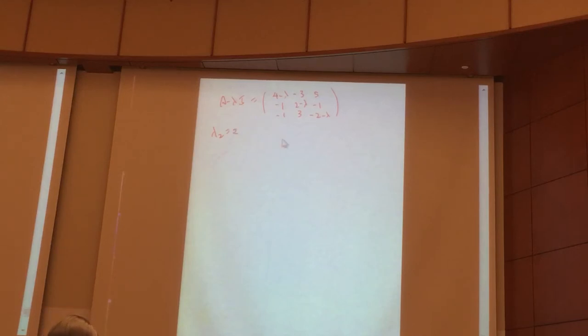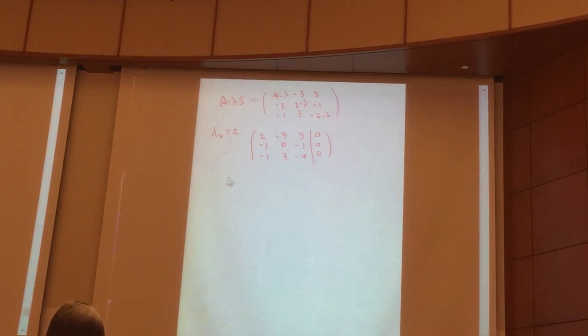Can I go right to the augmented matrix? All I'm going to do is stick a 2 in place of a lambda and put a column of zeros on the right. Might as well just go right to the augmented matrix. 4 minus 2 is 2, minus 3, 5, minus 1, 2 minus 2 is 0, minus 4, minus 1, 3 minus 2 is minus 4, 0, 0, 0. And I have to row reduce.